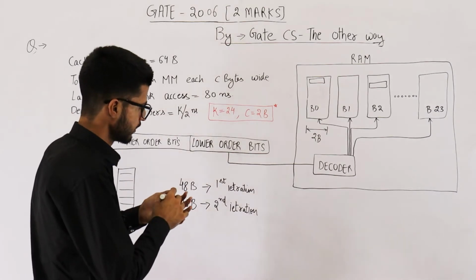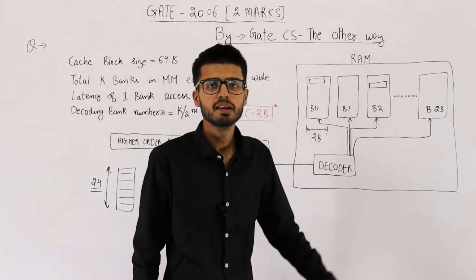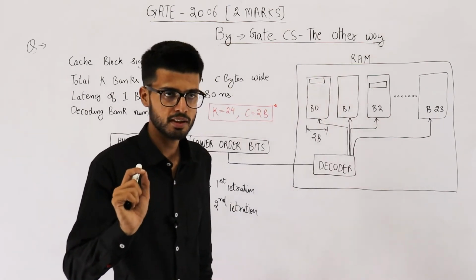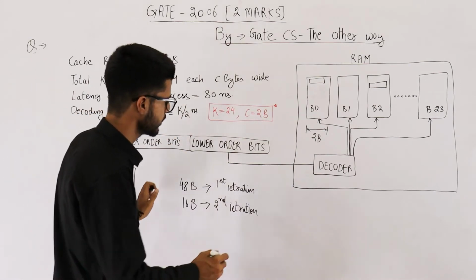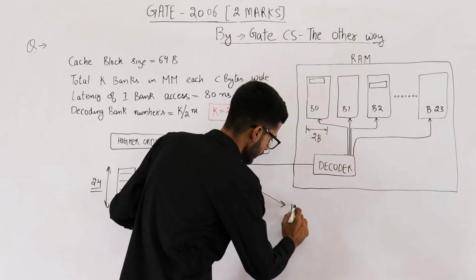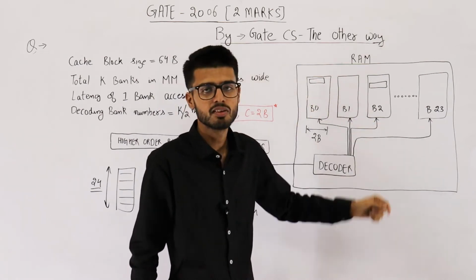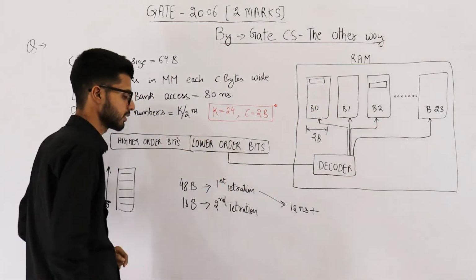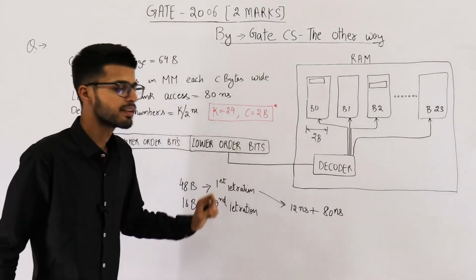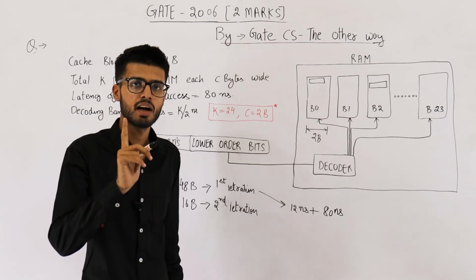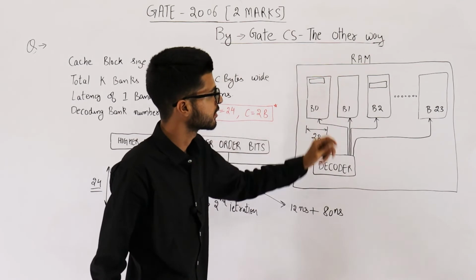Okay. Let's calculate how much time it will require. First thing is, you'll decode all these bank numbers for the first iteration. That will require 12 nanoseconds. Okay. So the first iteration requires 12 nanoseconds plus some time for accessing all these banks. That is given as 80 nanoseconds. In this much time, you have fetched one iteration's data. That means 48 bytes. Now, you need 16 more bytes.